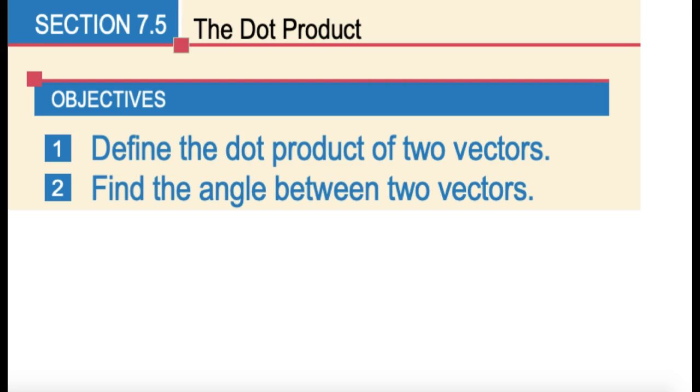All right, in this next section, 7.5, we are going to look at the dot product. So we're going to define the dot product, and then we're going to use the dot product to find angles.